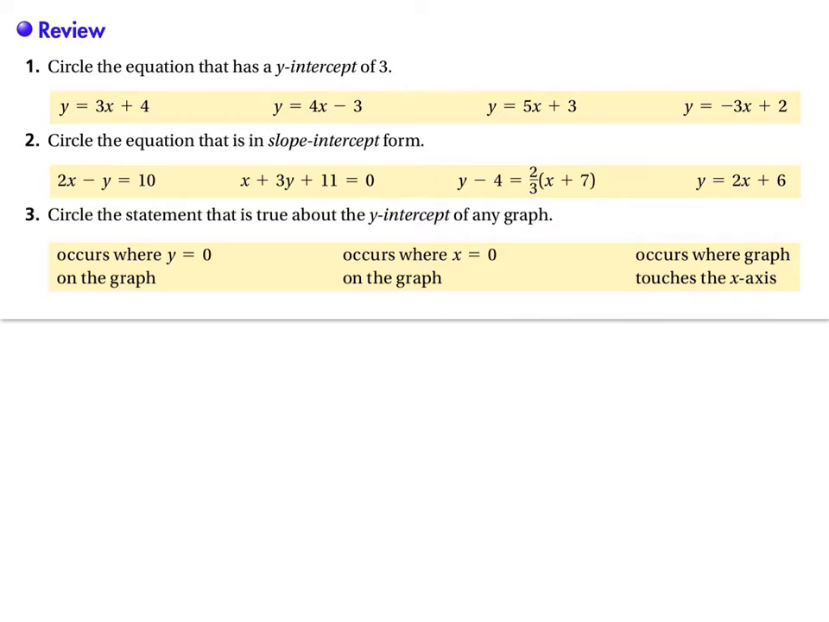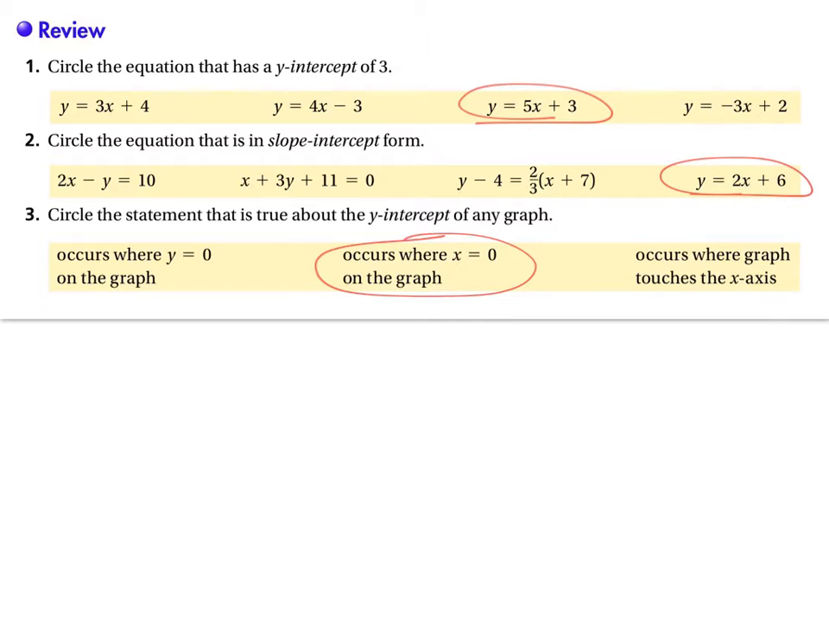Quick 3-question review. Please take a moment, read through the questions, determine the answer, and then restart this video to see how you did. And how'd you do? For a y-intercept of 3, this cannot be the answer. That has a y-intercept of positive 4. This has a y-intercept of negative 3. This has a y-intercept of 2. And so the circled is the only possible answer.